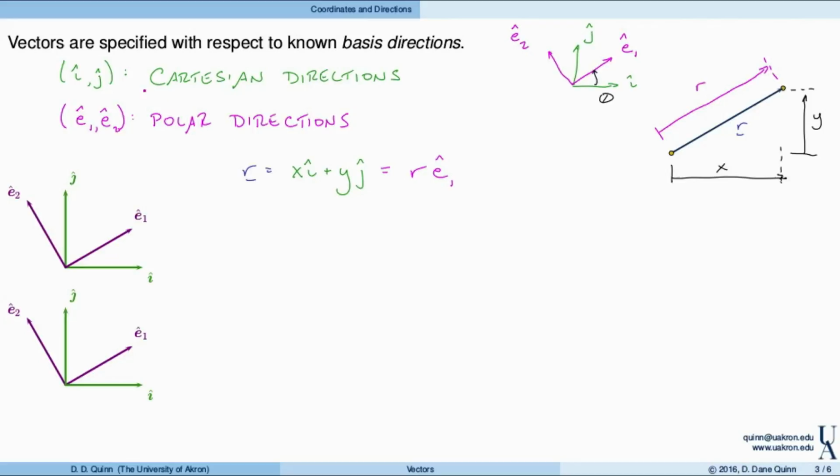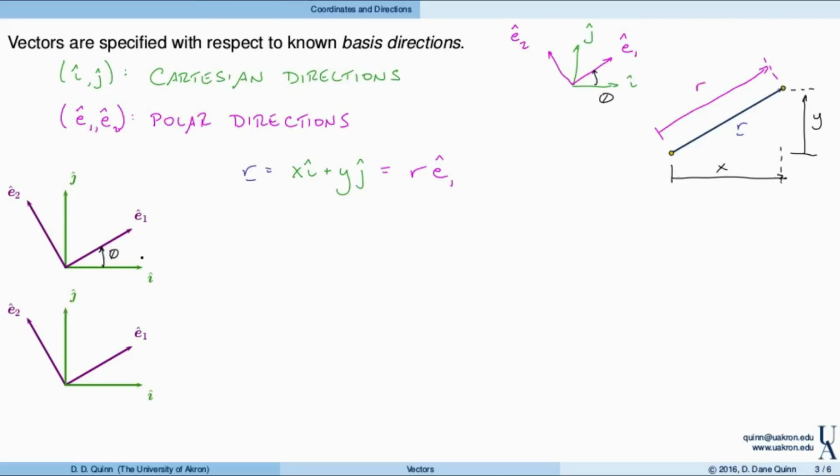Now, of course, if we have I and j and E1 and E2, it might be a useful thing to relate those two sets of directions. And we can certainly do this. So here I have I and j and E1 and E2 written out, and we'll let theta be the angle between them. So, for example, I could express E1 and E2 in terms of I and j.